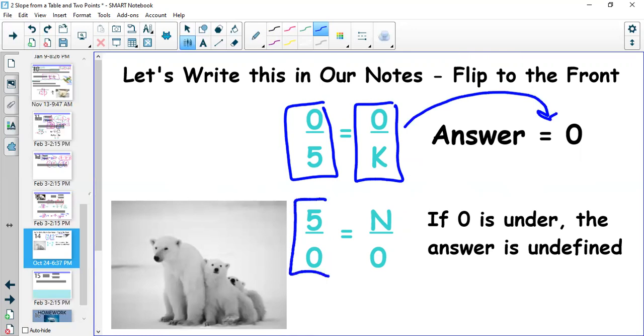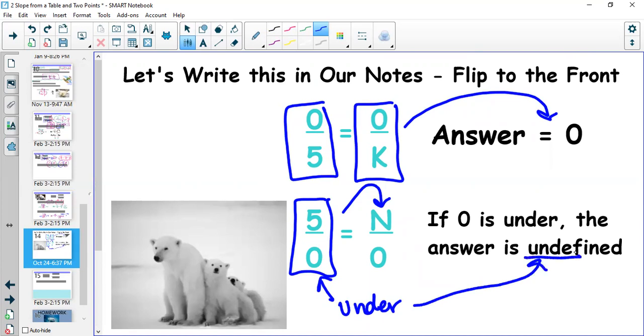However, if 0 is under, it's not okay. So some people will say no. However, I had a student give me this really cool memory trick, and sometimes the most random things and the silliest things are the ones that stick in your mind. So what the student said, they said if 0 was under, the answer was undefined. So they said to remember your undies. I know it sounds silly, but it helps me stick in my mind. So 0 is under, undefined. It's not okay.